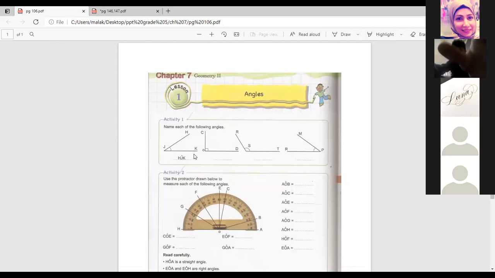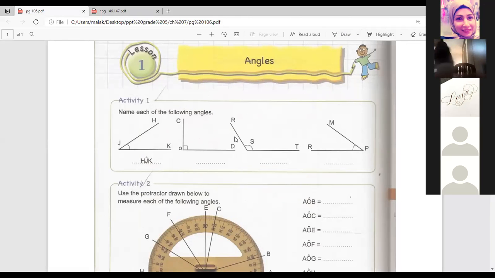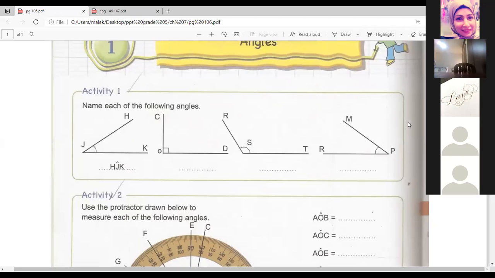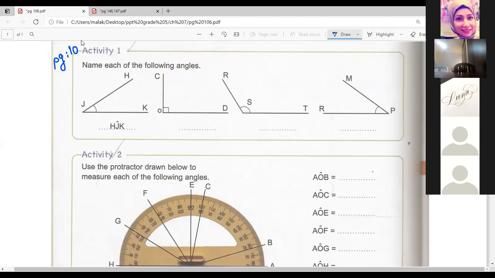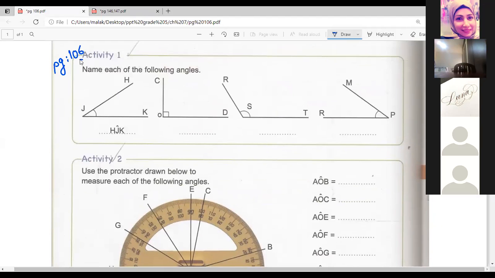Okay. Open your math books please, page 106. Okay, open. So page 106 activity 1. هلا we will name angles. How do we name an angle?